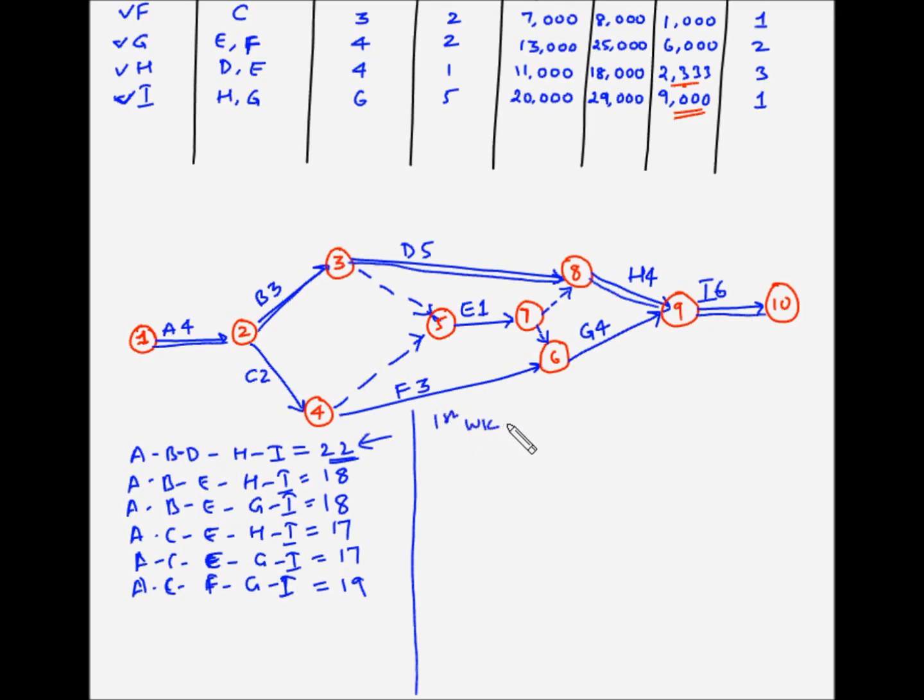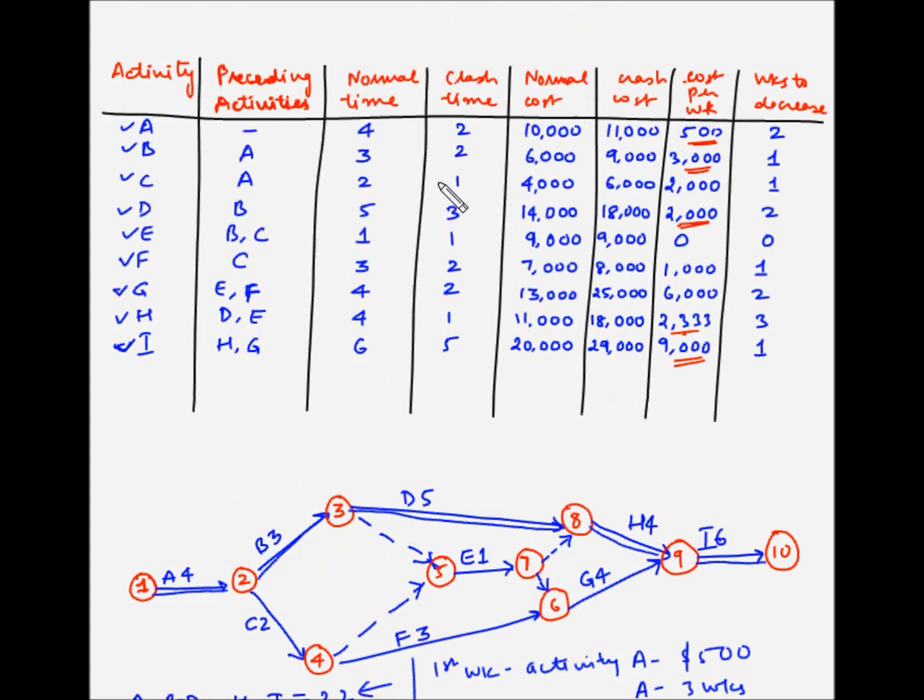So first week, activity A, $500. So now if we reduce activity A by 1 week, so activity A becomes 3 weeks, and the critical path A, B, D, H, I becomes 21 weeks. So this becomes 21 weeks, which is still the critical path because this is the highest number from the remaining paths. So we have reduced the overall project by 1 week and activity A by 1 week. So from 4 we have brought it down to 3 weeks.